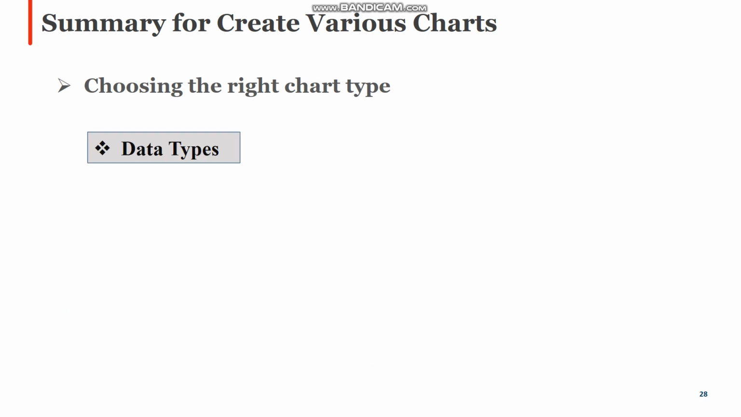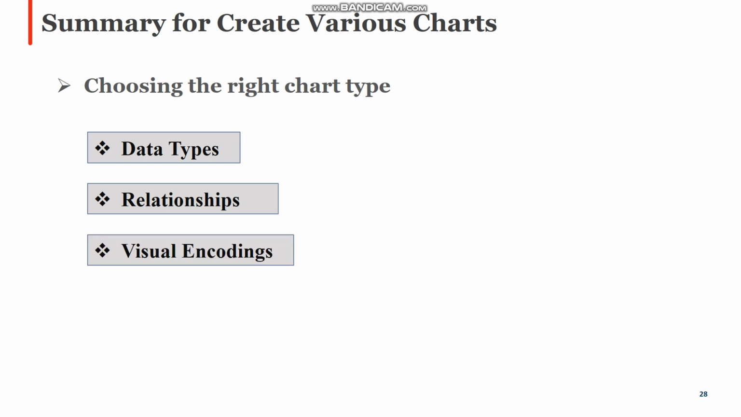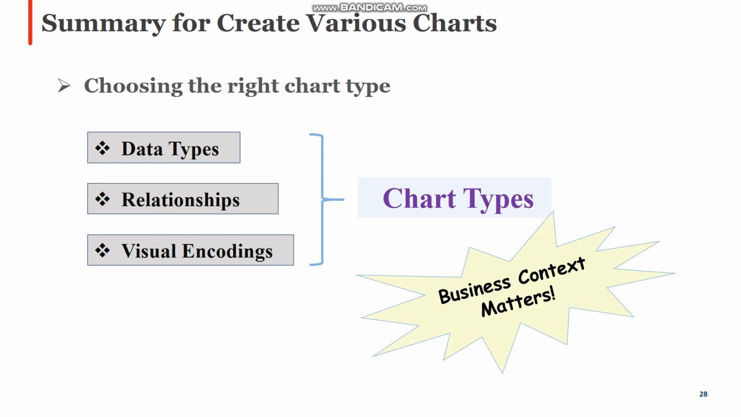Let's summarize this lesson on how to choosing the right chart type for a given data table. You may need to consider the data types, the relationships, and visual encodings together to finally decide the chart type. And importantly, it all depends on your business context.